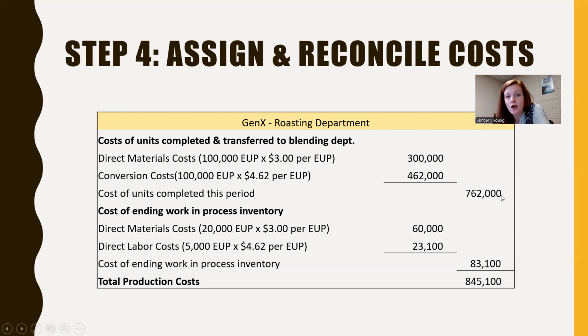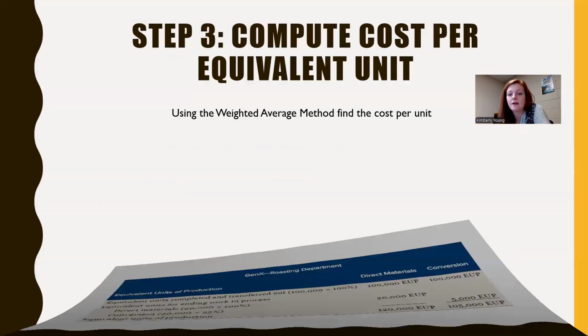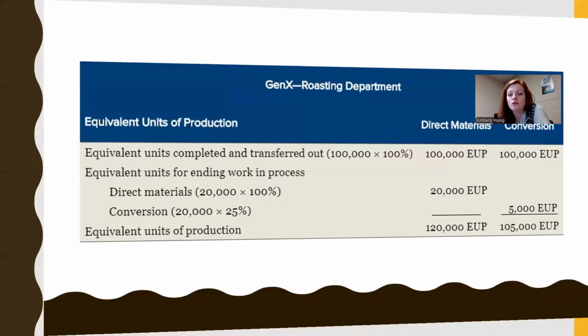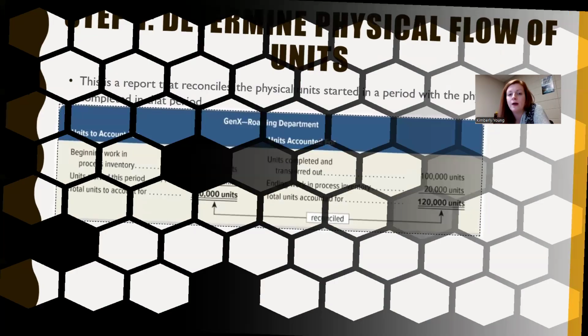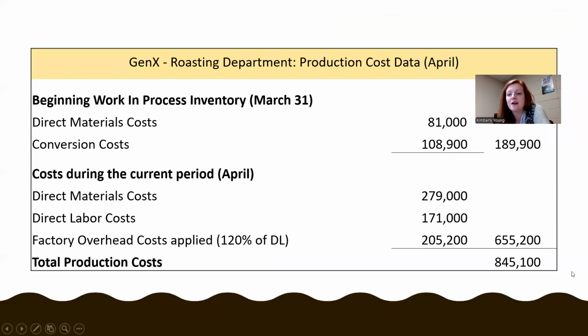So when we add together the costs of all the finished units plus the cost of the ones in work in process, we get $845,100. Let's hop back a little bit farther. Wow. We reconcile back to all the costs that we know we actually had. It's the same amount. So we must have done something right. That was our total production cost.